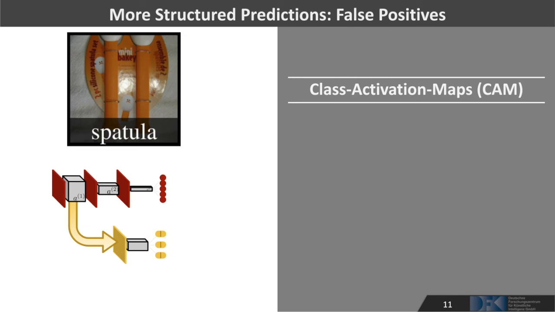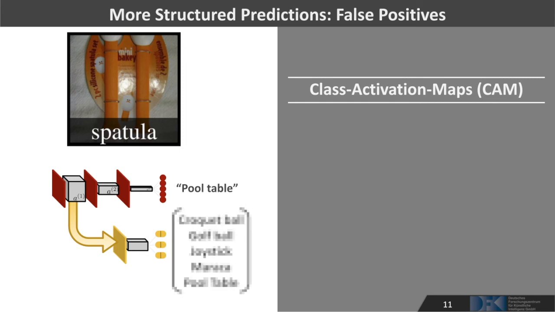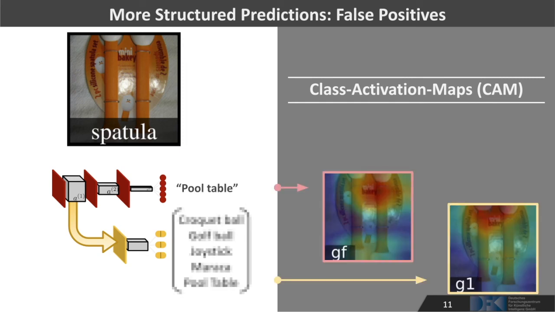For a misclassification, on the other hand, we can try to extrapolate why this image of a spatula gets predicted as a pool table. Once more, class activation maps indicate that the upper side is highly salient, although it's not clear why. Once we look at the classes that are grouped with pool table, we find labels where long sticks co-occur with round objects such as maracas, joysticks, or golf balls.